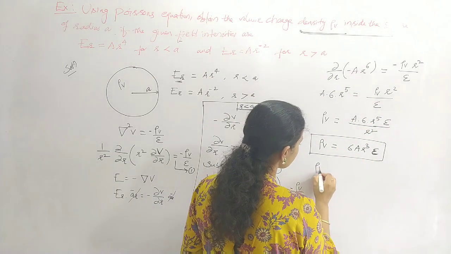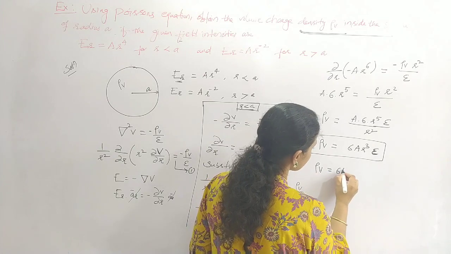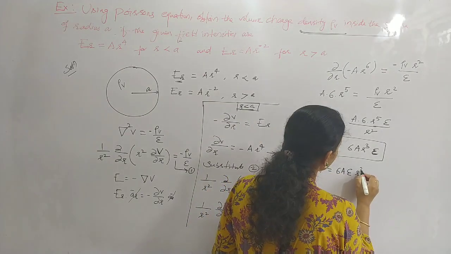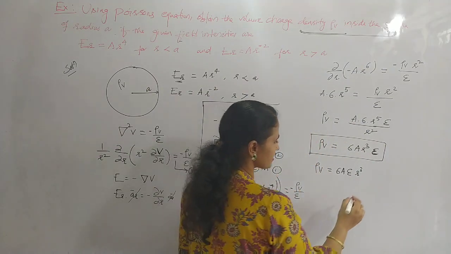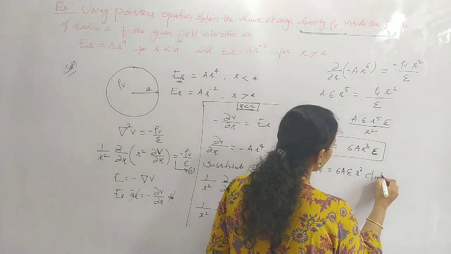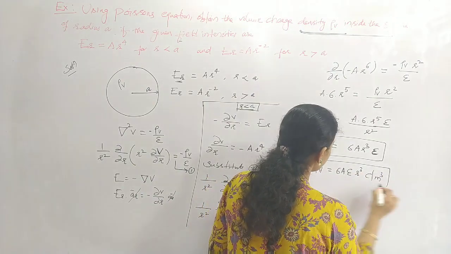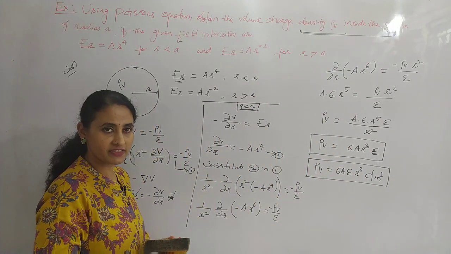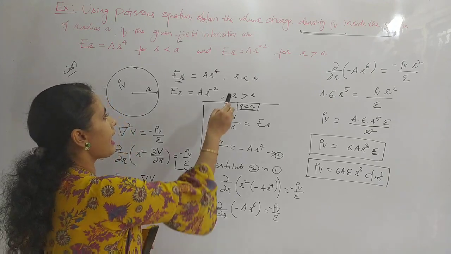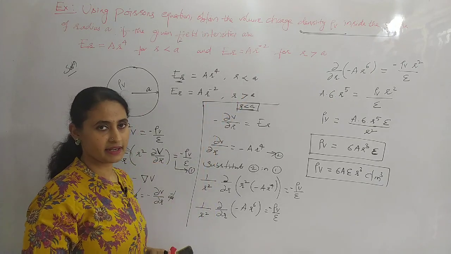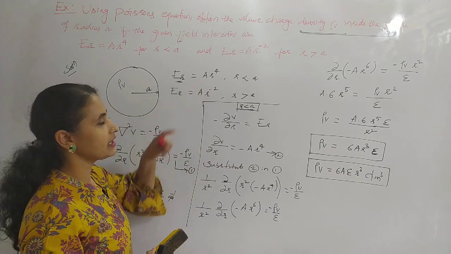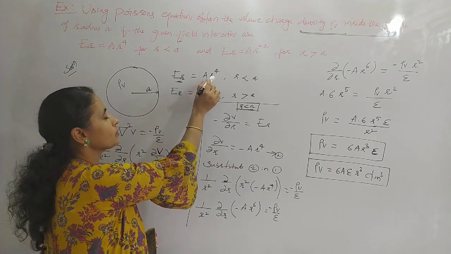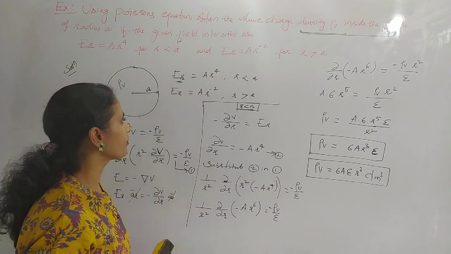So the volume charge density is given by 6a epsilon, all are constants, r power 3. What is the unit for volume charge density? Coulomb per meter cube. This is the volume charge density for the given sphere, or within the sphere when r is less than a, for which the electric field intensity is given as a into r raised to 4.